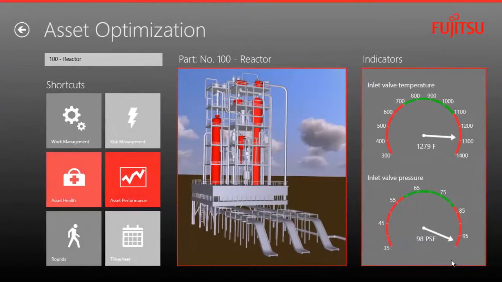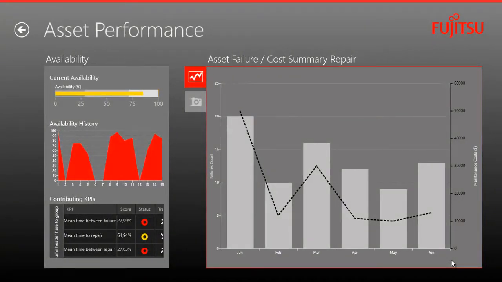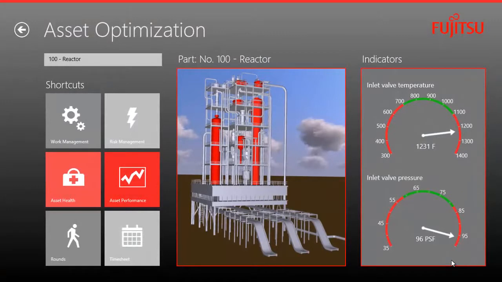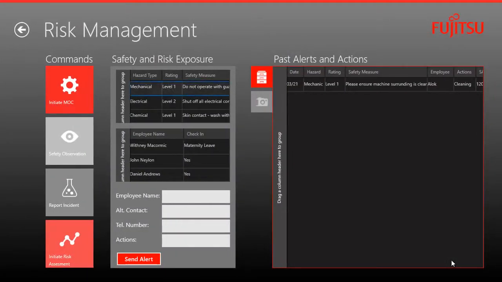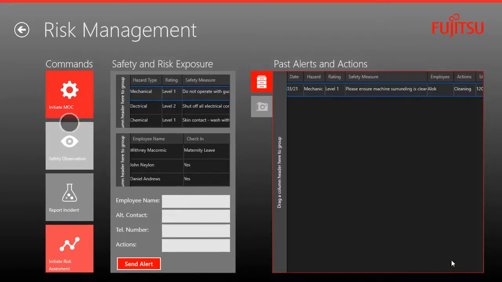Clicking on Asset Performance shows me historic KPIs that provide information supporting the resolution. I'm shown the historic performance of this component as well as the mean time between failures, mean time to repair, and mean time between repairs. By clicking on Risk Management, I can evaluate my current exposure to both risk and safety when solving this specific issue. I can see past alerts and actions from all Ryden locations and action them through reports or post-observations.